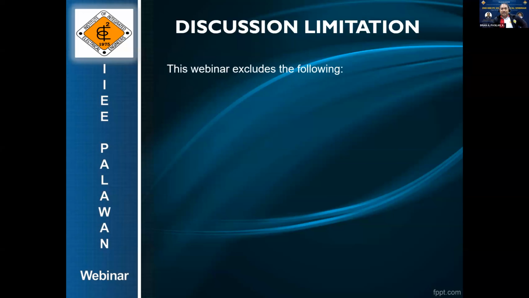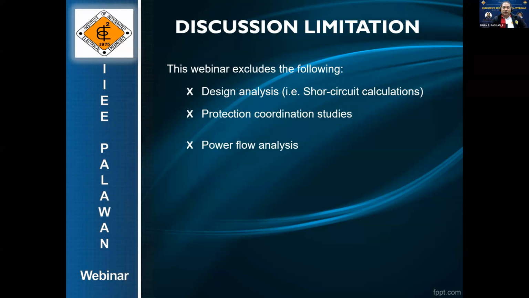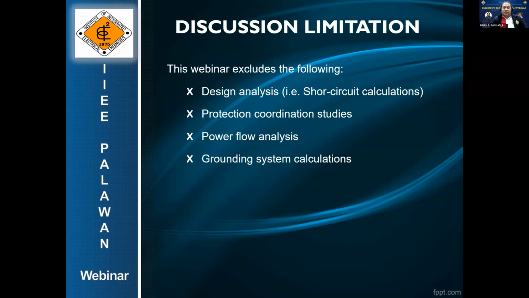Okay? So some exclusions lang sa lecture natin, no? So this will not cover short circuit calculations, protection coordination. So alam natin may separate speaker natin dito, but unfortunately wala siya dito. So may emergency. So separate topic talaga. And then power flow analysis, grounding system, although may touch akong basic, no, sizing of equipment ground conductors, but yung grounding system calculations hindi kasabay dito, no.